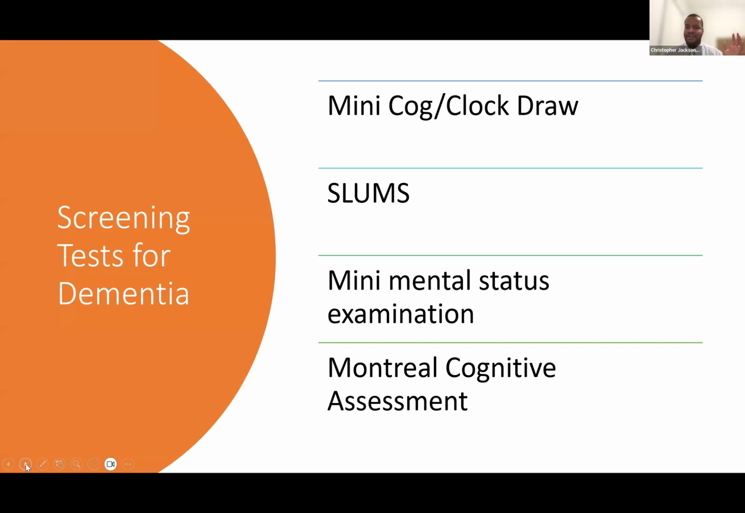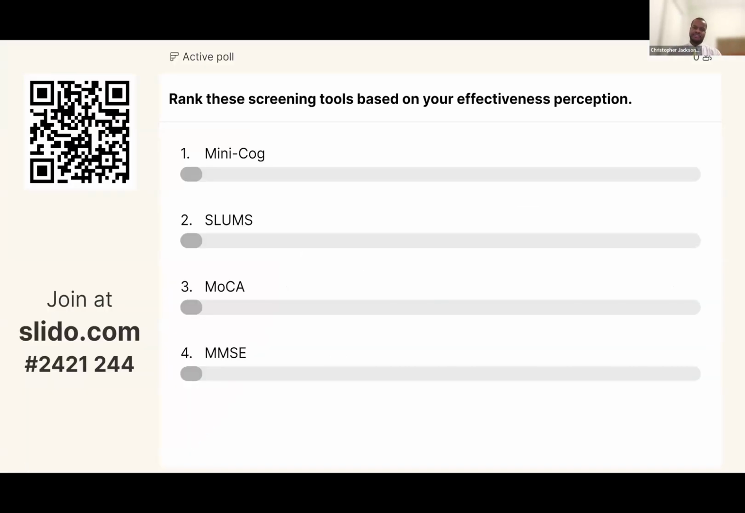Now, there are all these different tests to screen for dementia. There's the Mini-Cog clock draw, there's SLUMS, which I think originated out of the St. Louis VA, there's the Mini-Mental Status Exam that many of us train with, and then there's the Montreal Cognitive Assessment. My question to you is, which of these is most effective? In the office, I have to make a decision pretty quickly, with my 15 minutes or so and the patient's concern about this, as well as their diabetes, CKD, and uncontrolled blood pressure. What screening tests am I going to use, and how am I going to use them? What might be most effective?